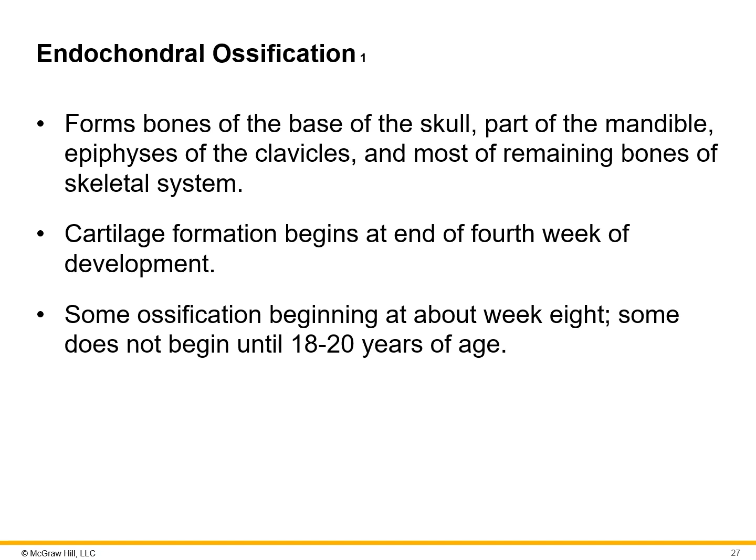Now the endochondral ossification: this forms bones of the base of the skull, part of the mandible, the epiphysis of the clavicle, and most of the remaining bones of the skeletal system. Cartilage formation begins about the 4th week of development, and some ossification begins about week 8. Some doesn't actually begin until 18 to 20 years of age, depending on the bone we're looking at.